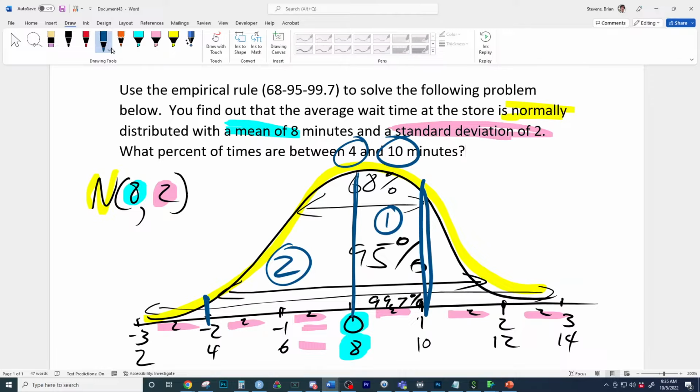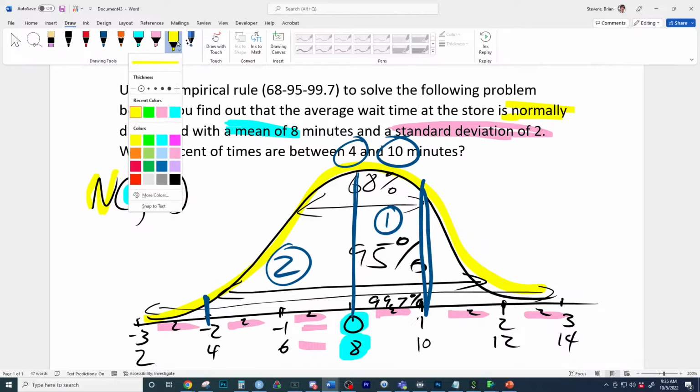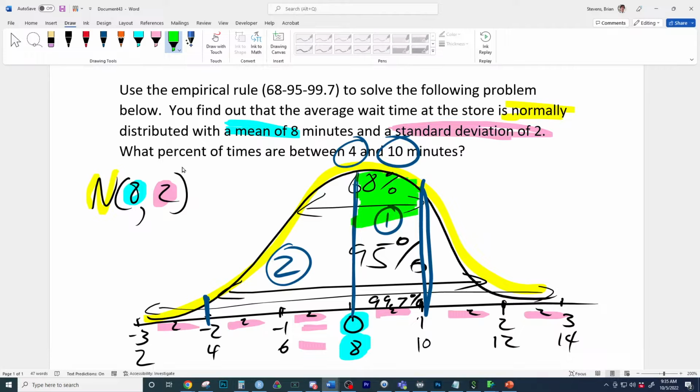Can anyone tell me how big piece 1 is? Find for me how big piece 1 is. This piece right here, how big is that? And then how do you know that? 34. Does that make sense? We're talking about one piece here. So that one right there is 34. Now I want you to talk to me about piece 2.